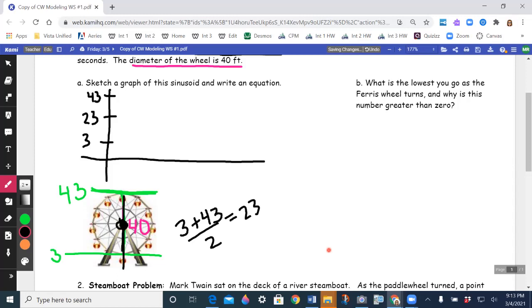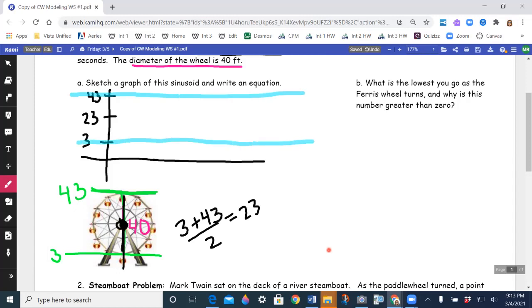So I'm going to do what I've been doing lately. I'm going to draw in my high. Here, I'll do it in blue, kind of faint. So my high is going to be at this 43. My low is going to be at this 3. And then we figured out where that center is.